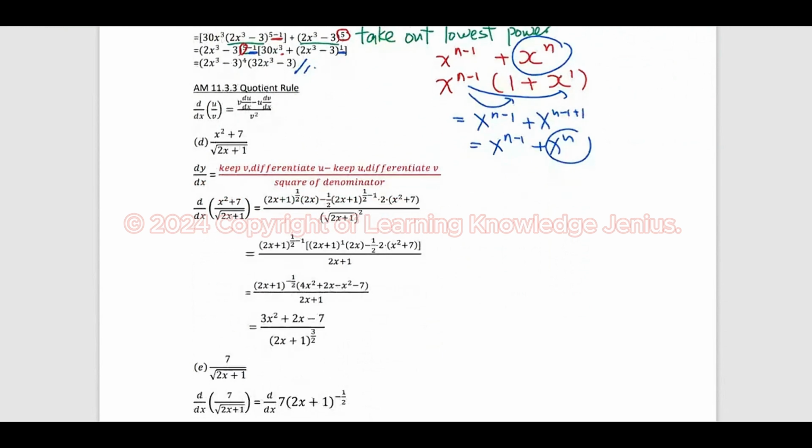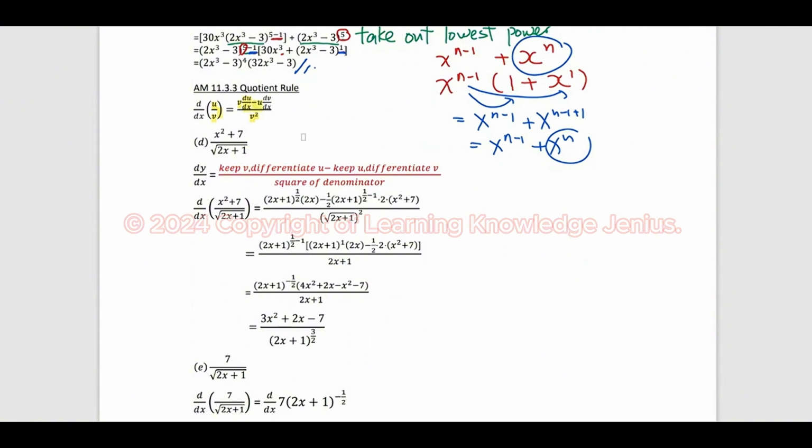Okay, next I'm going to show the quotient rule. You can see the quotient rule here is actually a fraction. It's a division of two functions. So what it does is that you get v squared, which is the denominator, you square it, you keep the v and you differentiate the u.